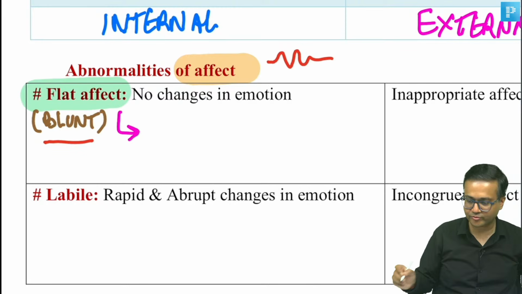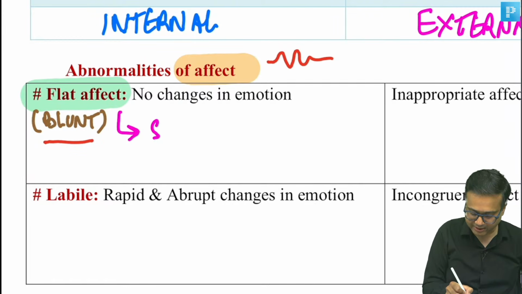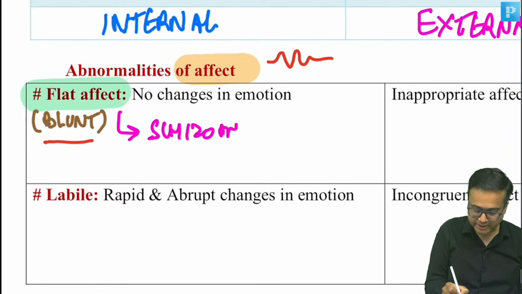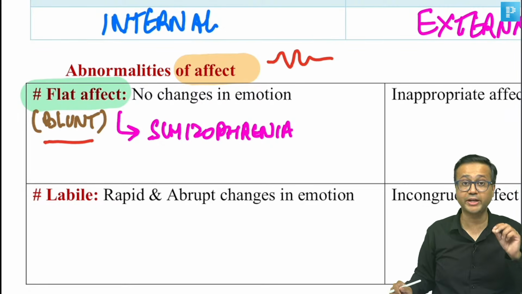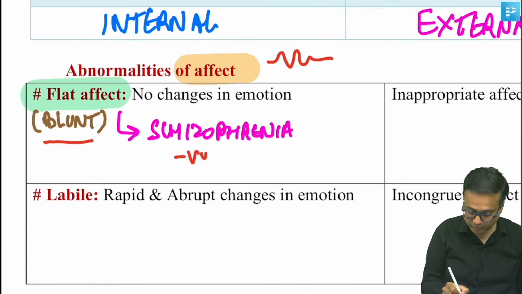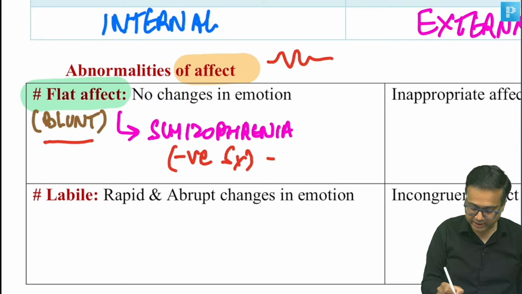Can anybody tell me where it is seen? Very good, beta. It is seen in a very important condition, schizophrenia. So please remember, we'll discuss it. In fact, can you tell me which symptom of schizophrenia it is? Very good. It's a negative symptom of schizophrenia, which was recently asked in your exam. So it is a PYQ.